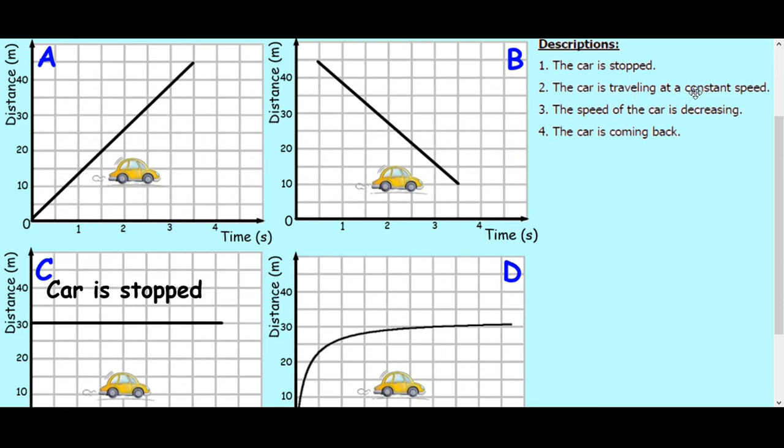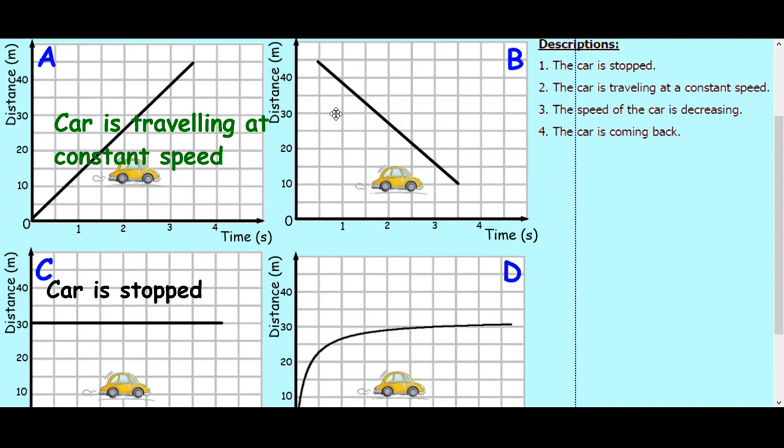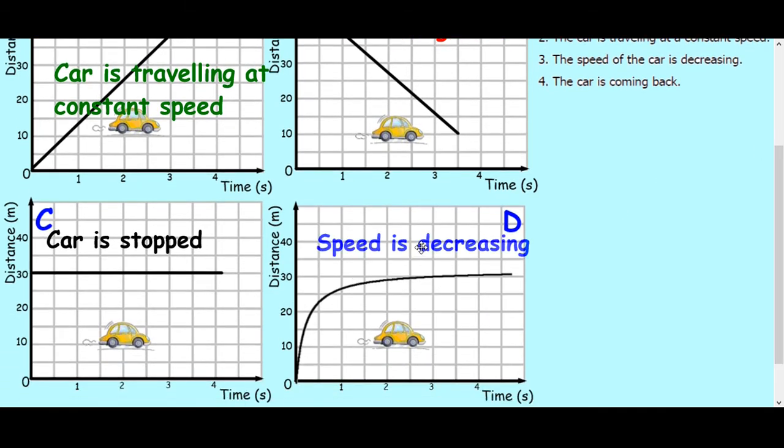The car is travelling at a constant speed. Should be just a straight line there. Car is travelling at a constant speed. 4 is easy as well. The car is coming back. So that would be the car is coming back. Okay, and that means the speed is decreasing. It's getting less steep, if you like. So that would be the last one there.